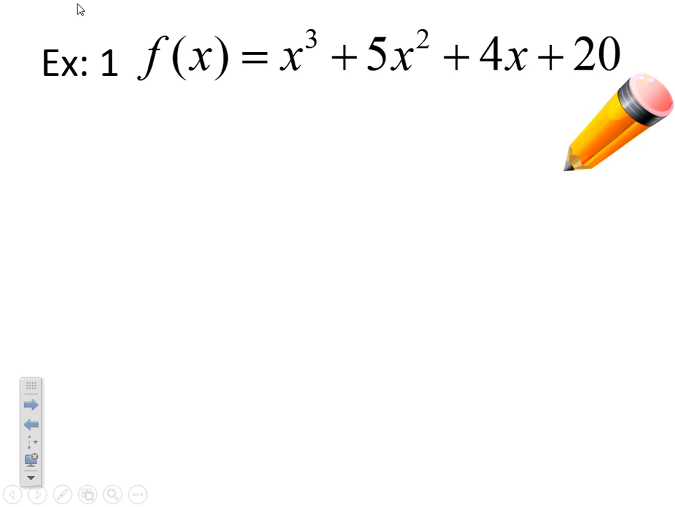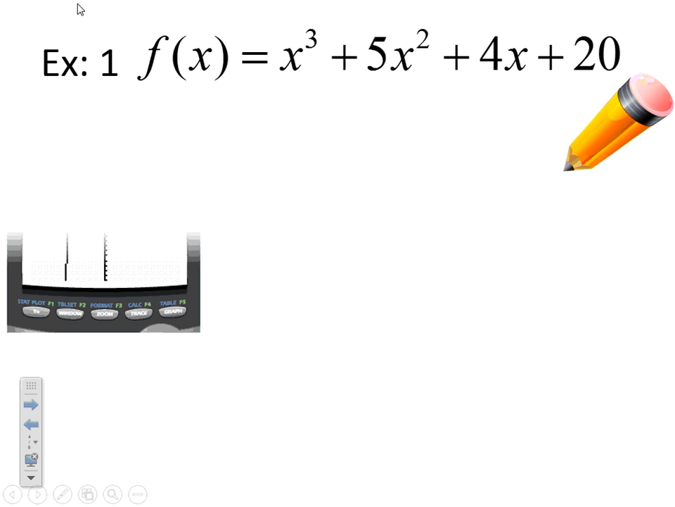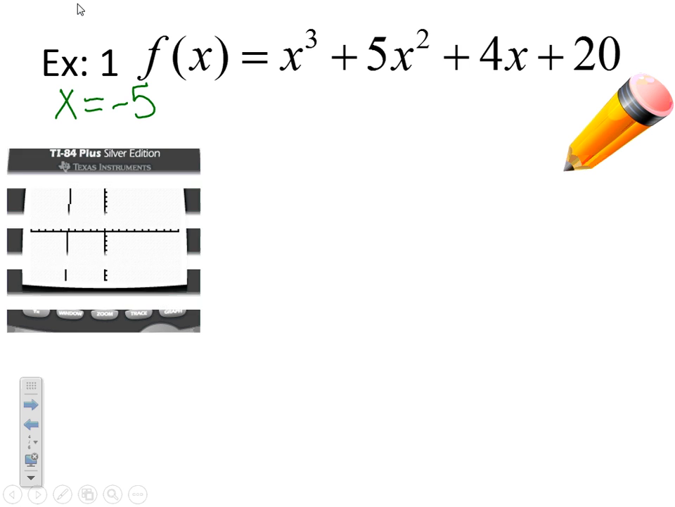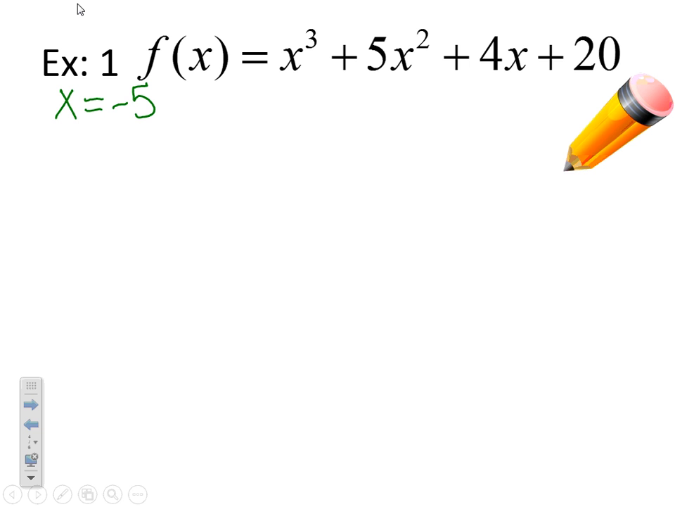Now, instead of writing down all of our p's and q's, we're just going to type that into our calculator, and we're going to look at our graph. Our graph here only shows us one solution, but we have 3 that are needed. We know right here that x equals negative 5. So that's what we're going to use for our synthetic division. Let's get started. Give us a little bit more room.